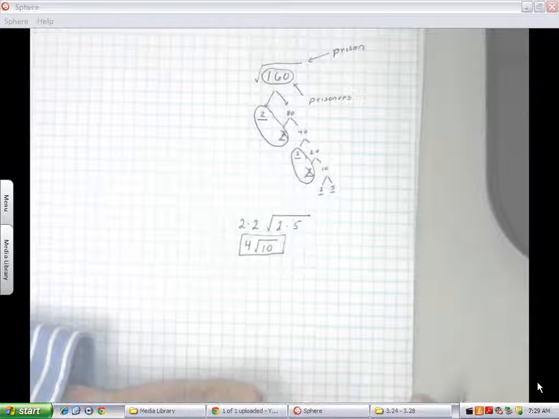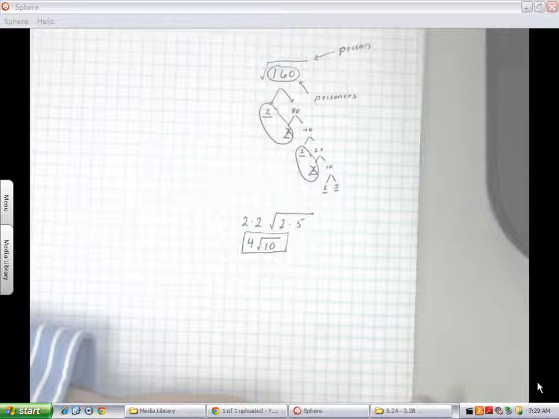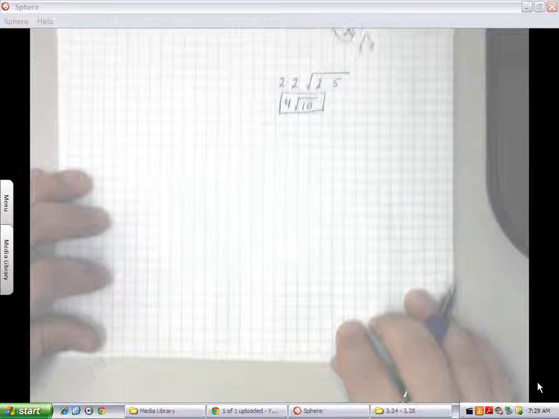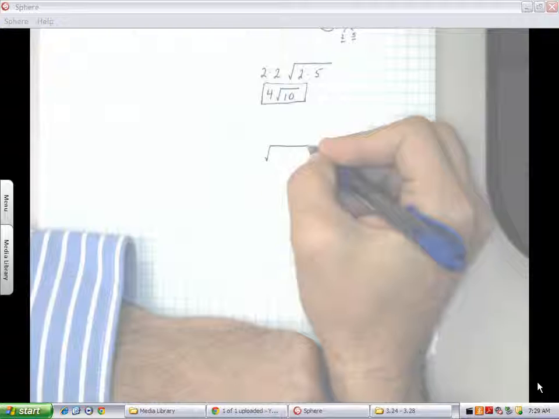Now, the benefit of this method is that we don't have to find the biggest perfect square that goes into our radicand. Let's try it again. Let's say, for example, this time we have the square root of 250.